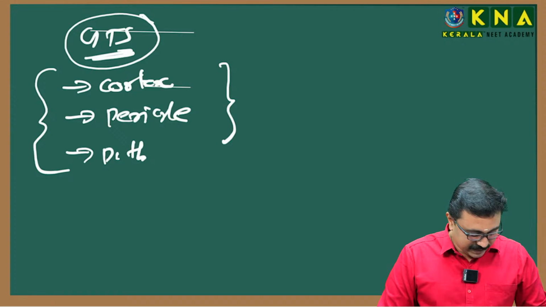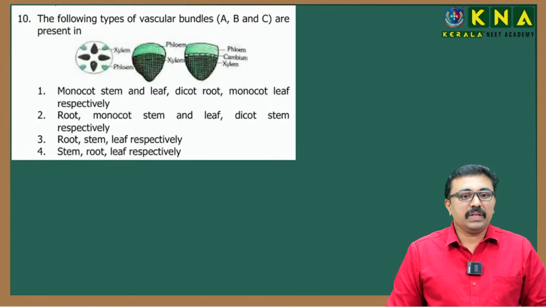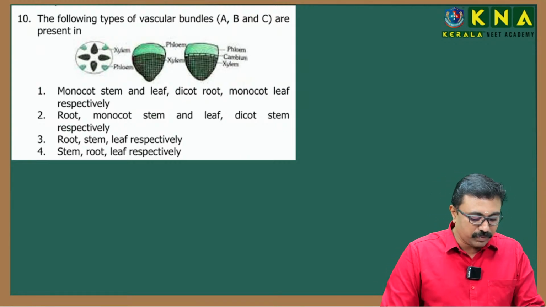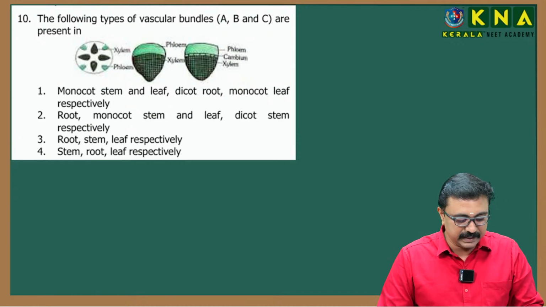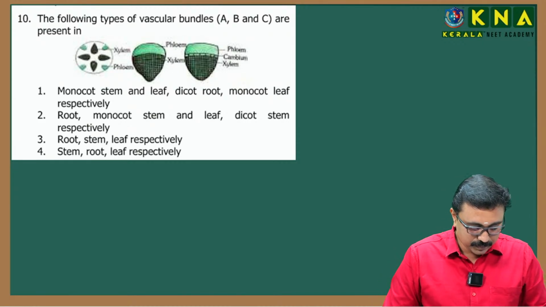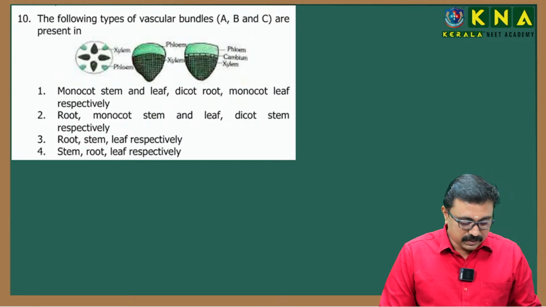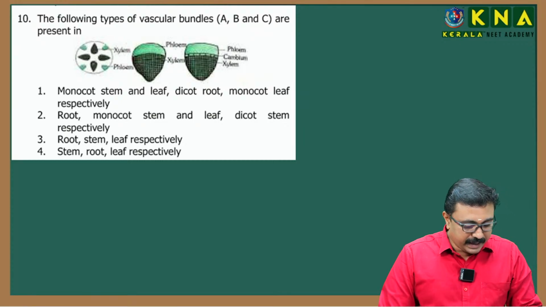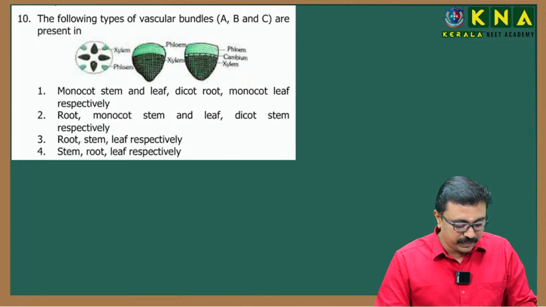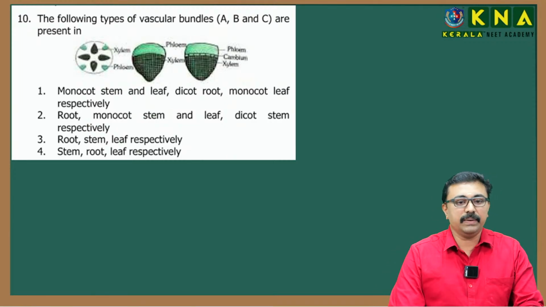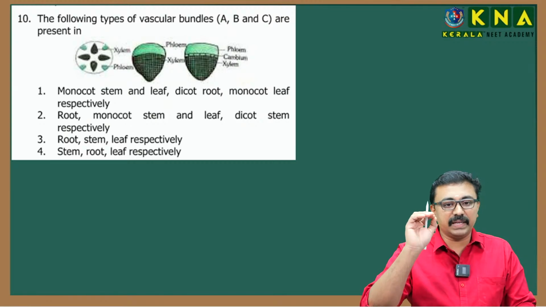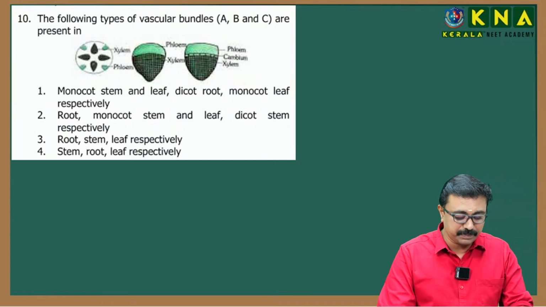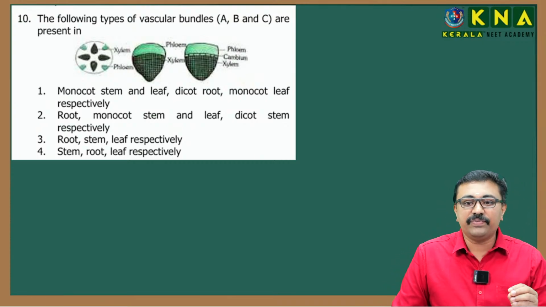Okay, next question. The following types of vascular bundles are present in. Option 1, monocot stem and leaf, then dicot root, monocot leaf respectively; then root, monocot stem and leaf, then dicot stem respectively; then root, stem, leaf respectively; stem, root, leaf respectively.